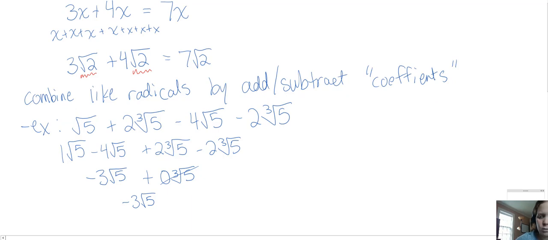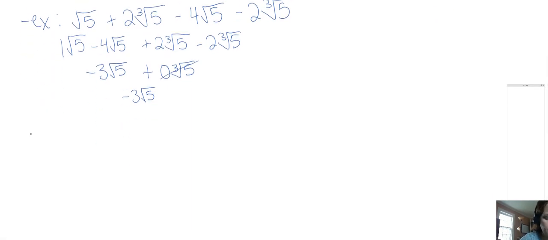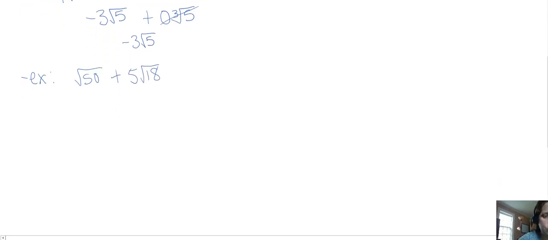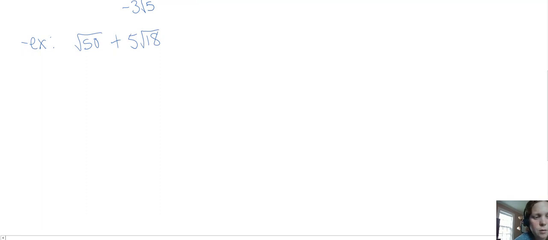Now for my next one, I have square root 50 plus 5 square root 18. So right now, I cannot combine these. So I'm looking at this and they're not like radicals. I have 50 under one square root and I have 18 under the other square root, so I cannot combine them. But if we look at those numbers, we should be thinking about how maybe I can simplify.